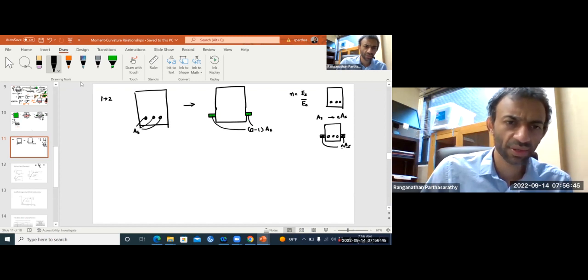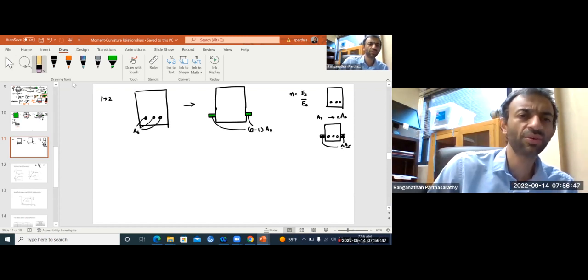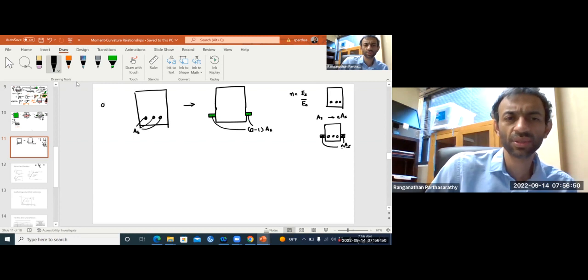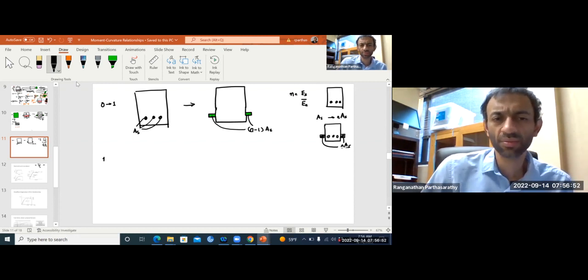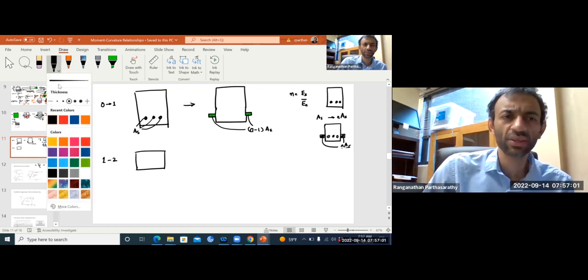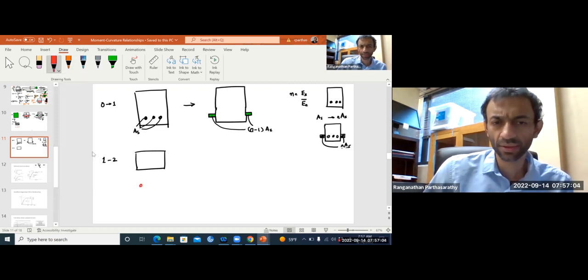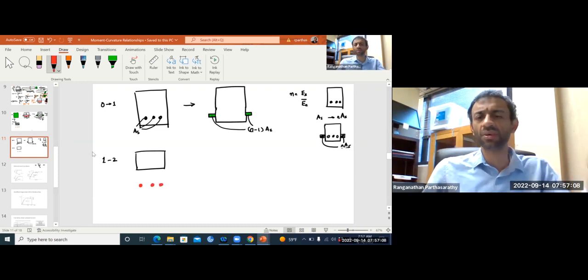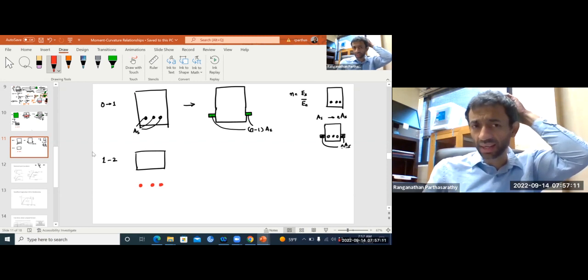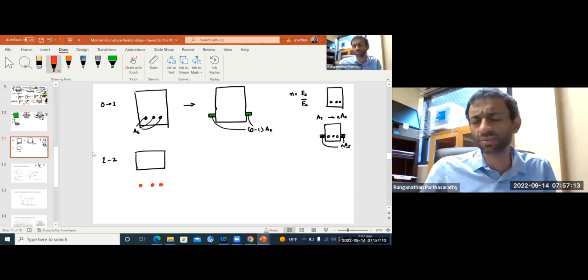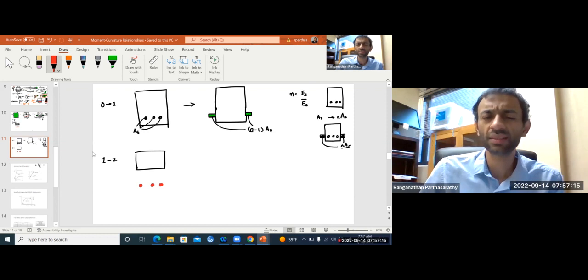Then from 0 to 1, this is from 0 to 1. Then from 1 to 2, you already cracked. So that means everything below the neutral axis, your concrete is useless. So you have steel now. Remember, concrete and steel are both in the elastic range, so we can still use the transformed section analysis, but the original section is different.